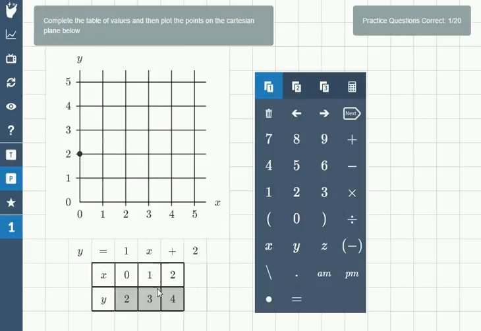Then we need to plot the point 1, 3, so we can go across to 1 on our x-axis, then up to 3 on our y-axis, and our point can go here. Now last point is at 2, 4, so if we go across to 2 on our x-axis and then up to 4 on our y-axis, the intersection is where we can put our final point to complete the question.